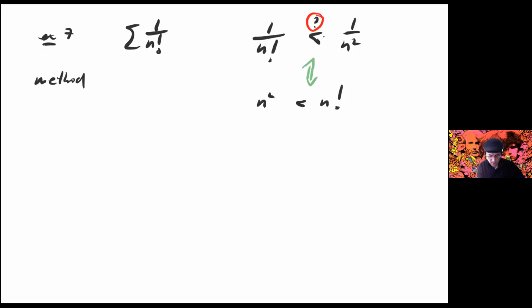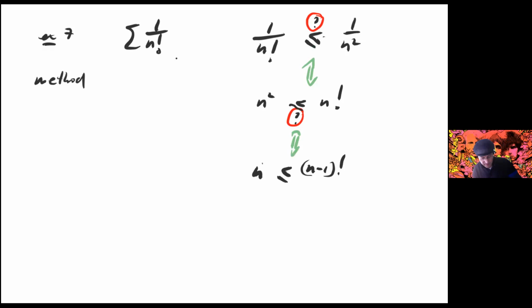And so we can ask why that's true, whether that's true or not. So I'm going to put a question mark below that. But you see, we can divide both sides by n. If we divide both sides by n, we get the question whether the inequality n is less than or equal to n minus 1 factorial holds, because n factorial divided by n is n minus 1 factorial.